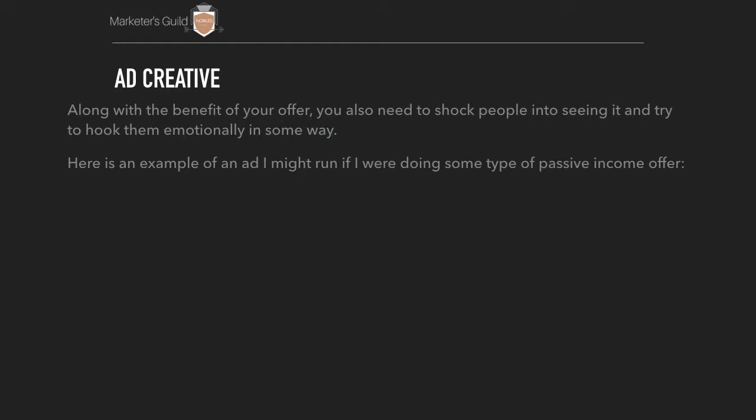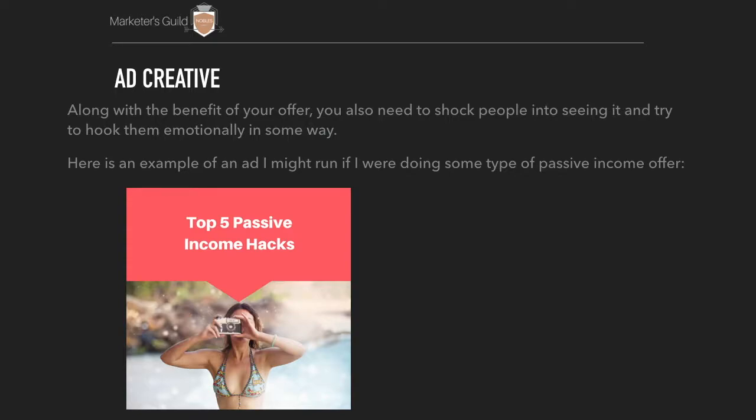And here's an example of an ad that I might run if I were to do some type of passive income offer. So you'll see in the copy it's about a passive income offer. Here's the ad. Now let's break this down quickly. The first thing that you notice is that there's a small amount of text and there's a benefit-driven headline: the top 5 passive income hacks. That's some type of benefit. It's a hack, which means kind of like a quick solution to get your passive income, and there's 5 of them. So it's a quick benefit headline to get people to understand, okay, I'm going to get this guy's top 5 passive income hacks.